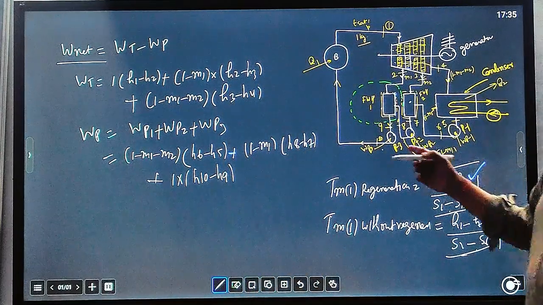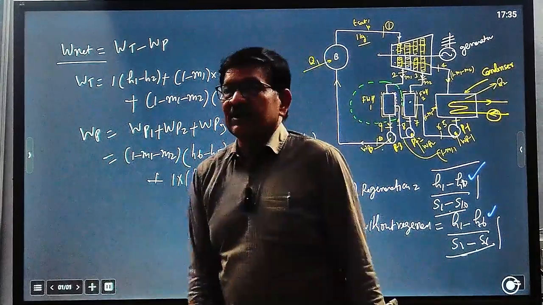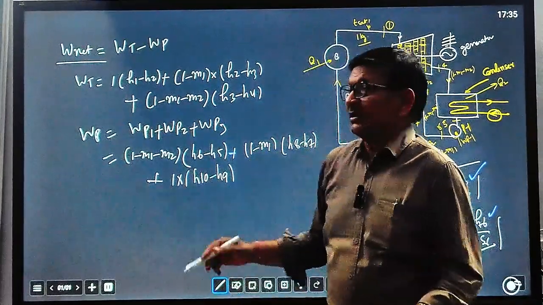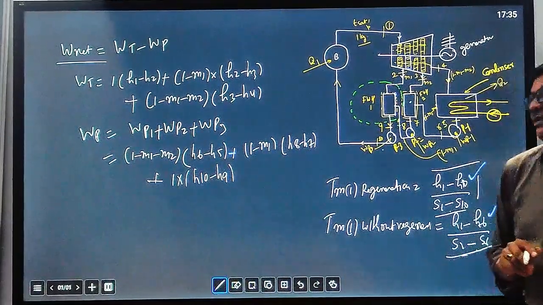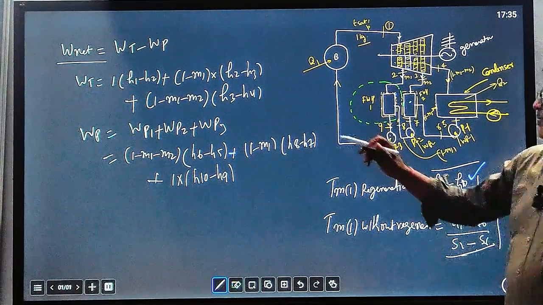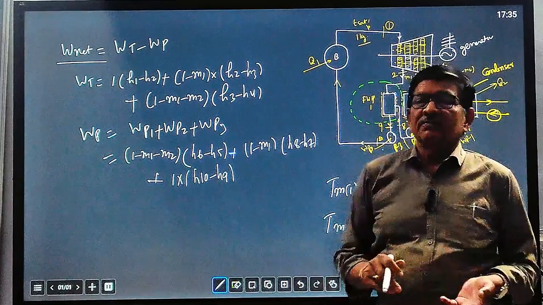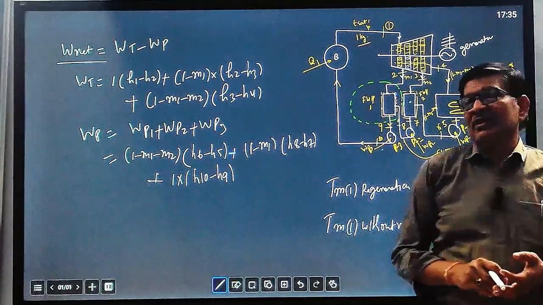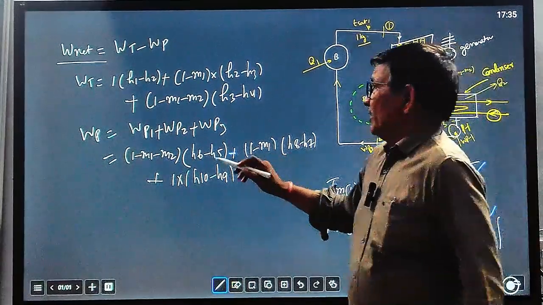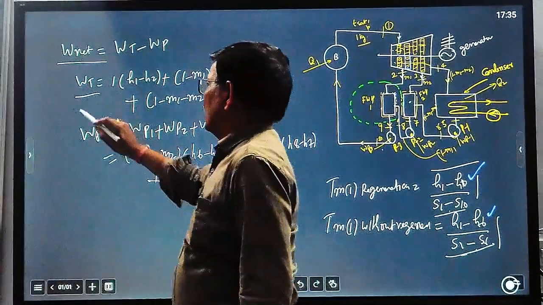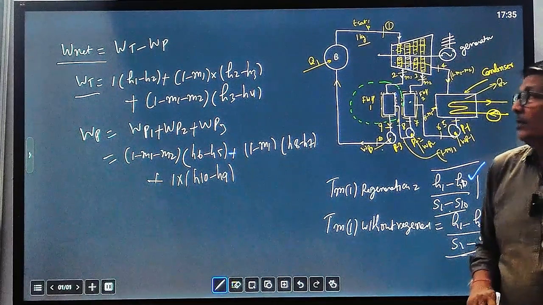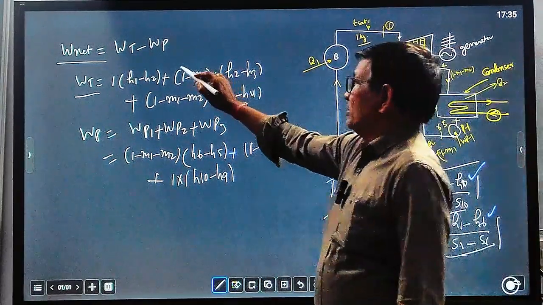So by putting all values in numerical terms, you can find out pump work and turbine work. Most of the cases in such type when a numerical question comes, pump work is neglected because compared to turbine work, pump work is insignificant. Most of the cases in solving a problem, it is given as negligible. So turbine work is almost equal to W net, W_T. If it is not given, then you have to calculate it by given data. So W net you can now find out.